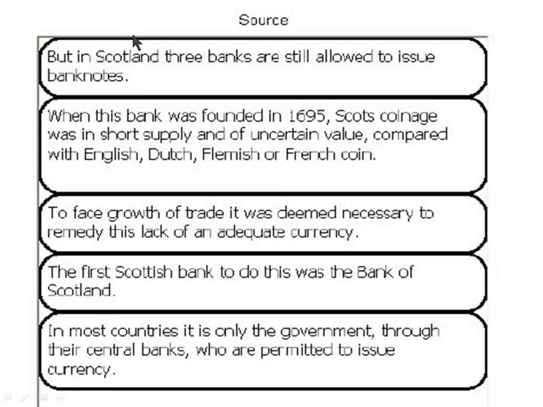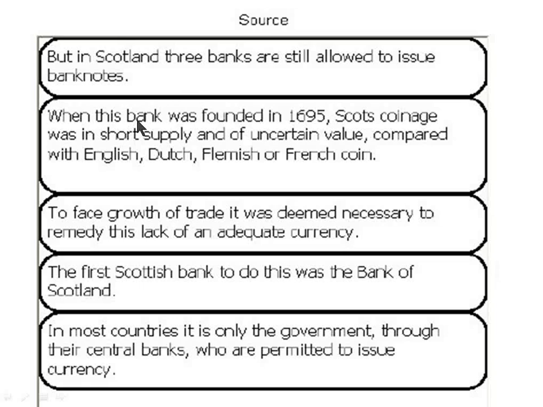If you read it again, you will find the continuation. In most countries, it is only the government through their central banks who are permitted to issue currency. But in Scotland, 3 banks are still allowed to issue banknotes. So technically this only is followed by but. So this is connector and this is how these 2 paragraphs are connected. So let's find the third one.